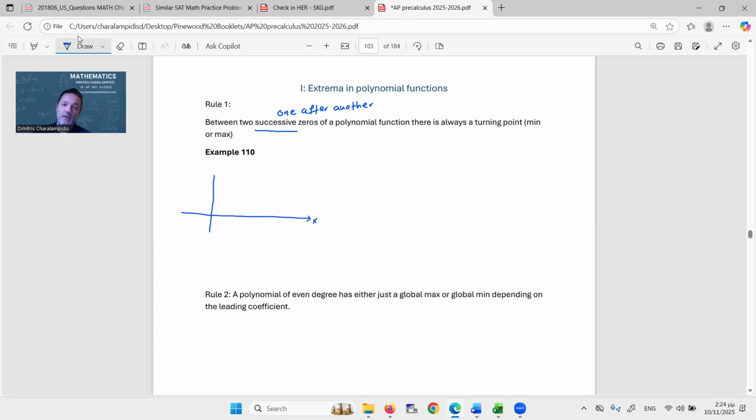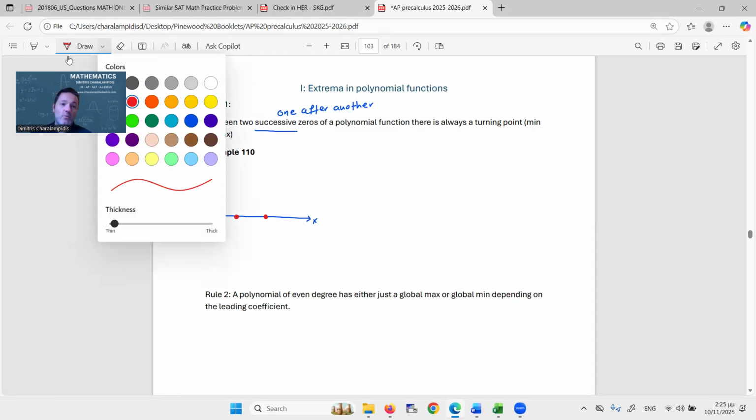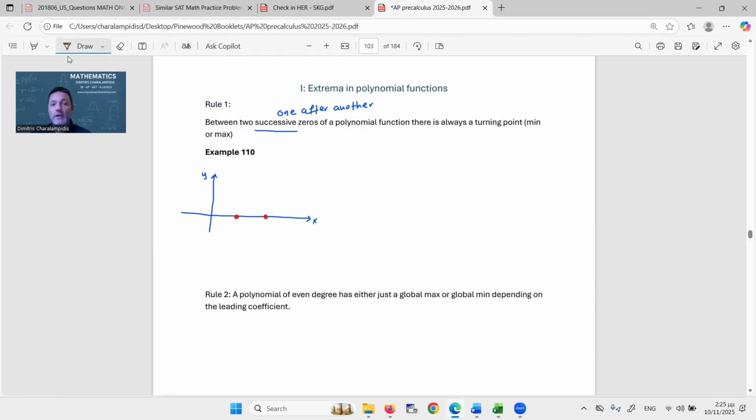Let this be an xy plane, and when we say zeros, geometrically, these are the points at which the graph is equal to 0, so this makes them x-intercepts. So between two successive zeros, one after the other, assuming that we are working on a polynomial function, which makes it a continuous function, there should be either one point of local minimum or one point of local maximum, at least one.